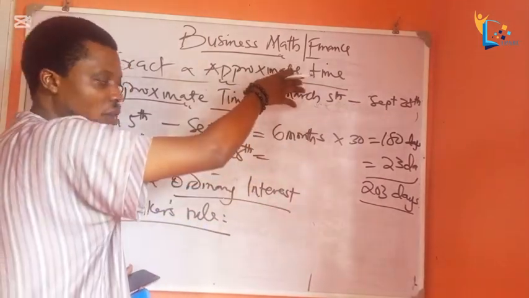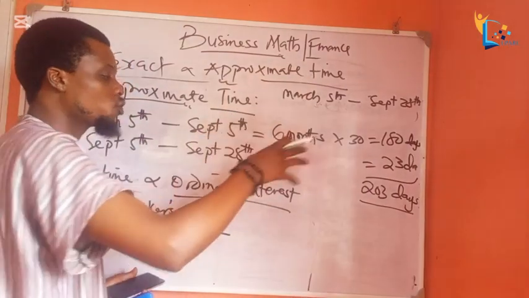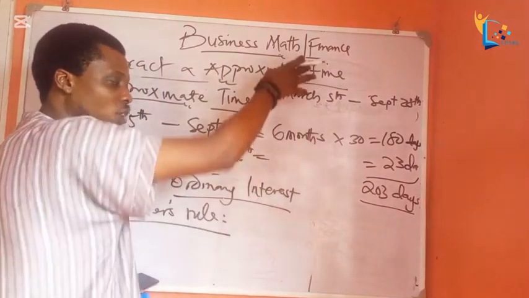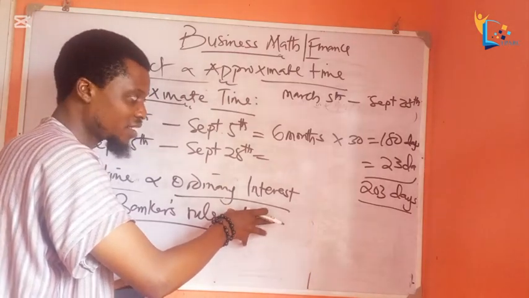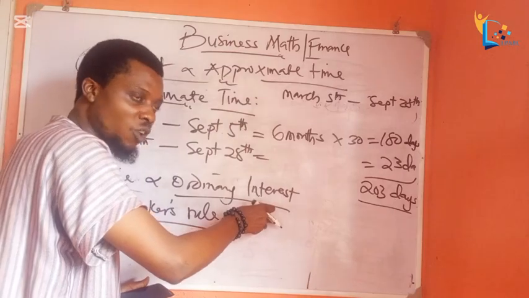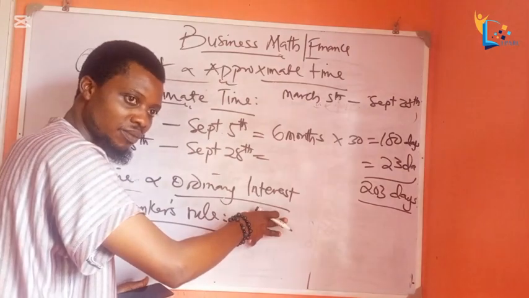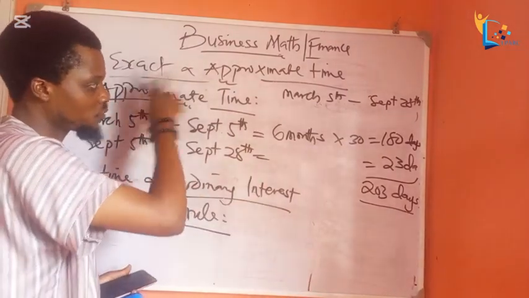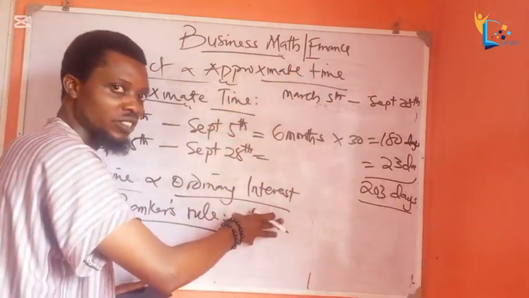Whatever you get for approximate time or for ordinary interest, that is what you use. Do not use figures, number of days or interest outside what you have been asked to solve. If they're asking you to solve approximate time and ordinary interest, whatever time you get is the time you will use in the ordinary interest. Don't go and use the approximate time for the exact time or for the other interest.